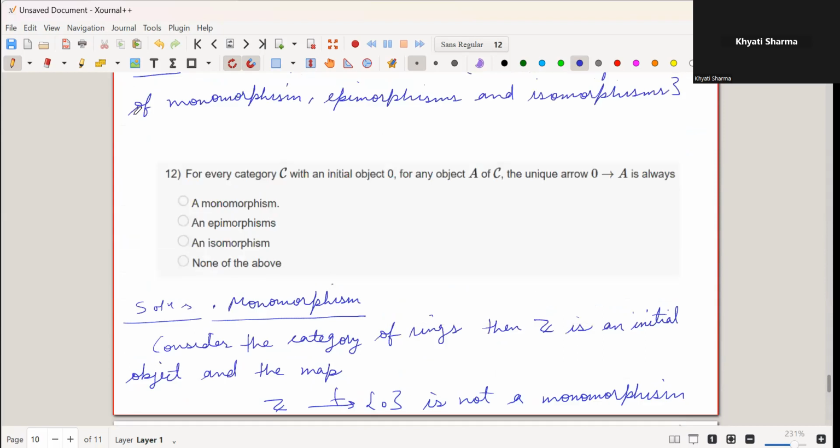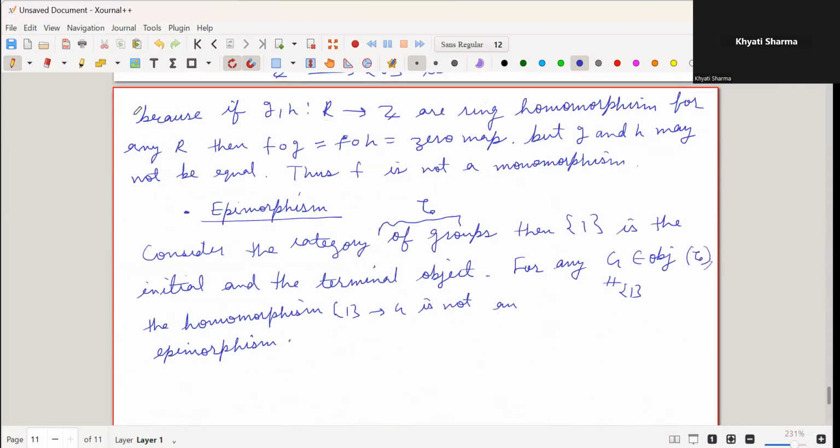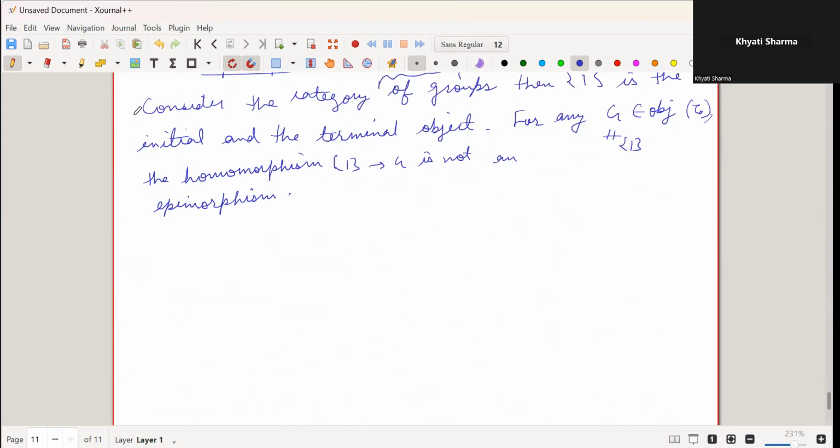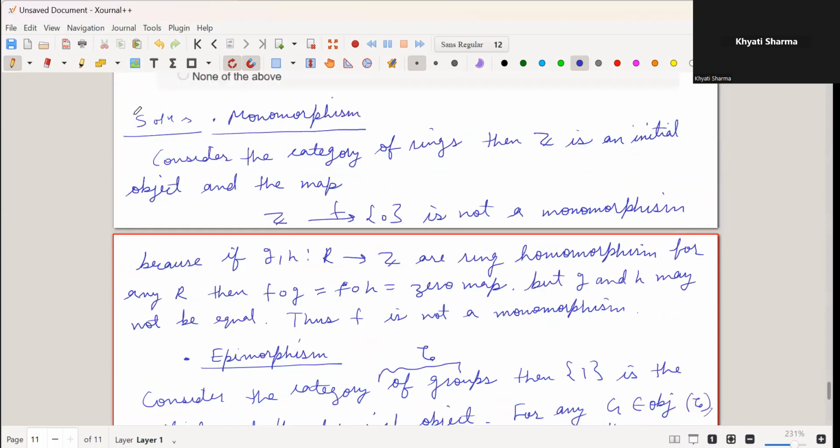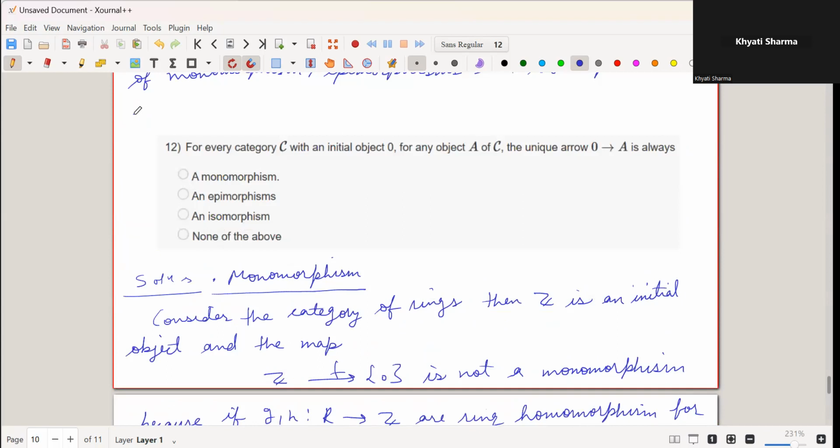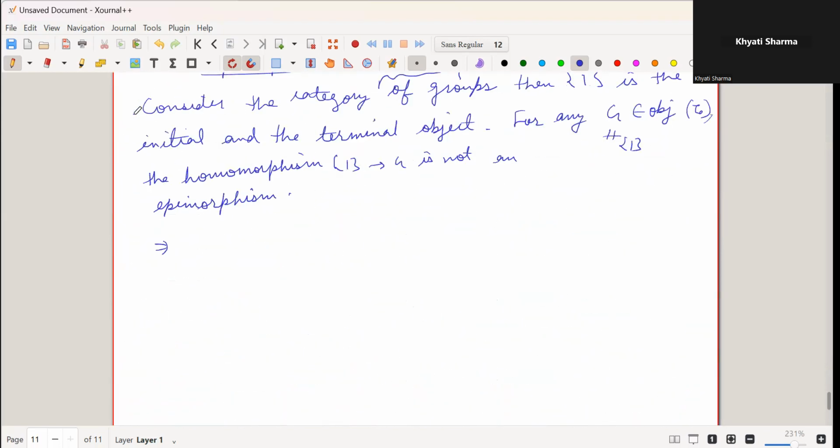And the third option is isomorphism. So it's not an epimorphism, nor a monomorphism. So it cannot be an isomorphism, because each isomorphism is an epimorphism and a monomorphism. So only D is correct. This implies option D is correct. Okay. So yes.